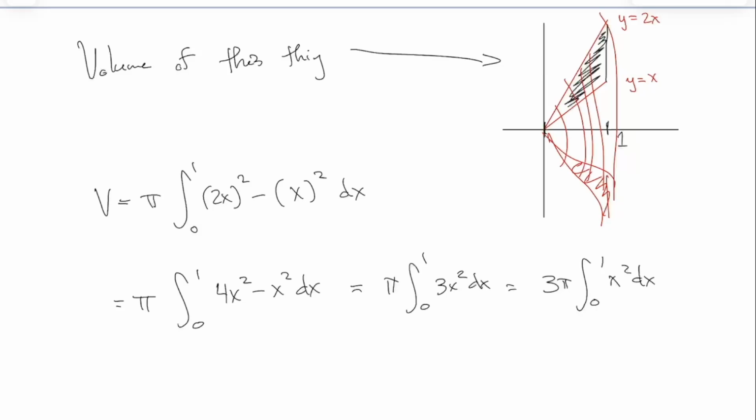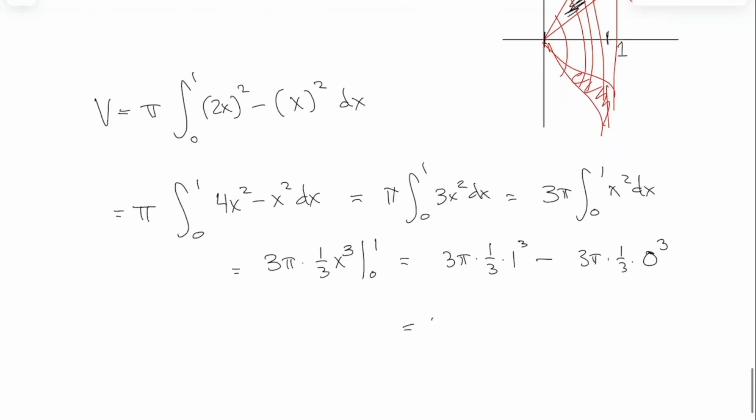And then do my antiderivative. X squared becomes 1/3 x cubed. So 3 pi times 1/3 x cubed, plugging in 0 and 1. When I plug the 1 in, I get 3 pi times 1/3 times 1 cubed, minus 3 pi times 1/3 times 0 cubed. That second part is all 0. The first part has a 1 cubed, which is just 1. 3 pi times 1/3, which is just pi. Straight up pi. All right? That's the volume of that cone-like thing.